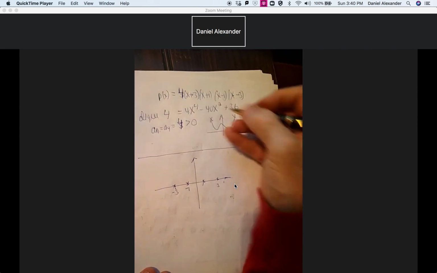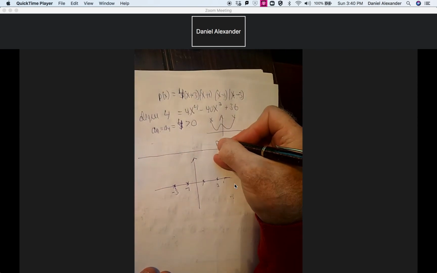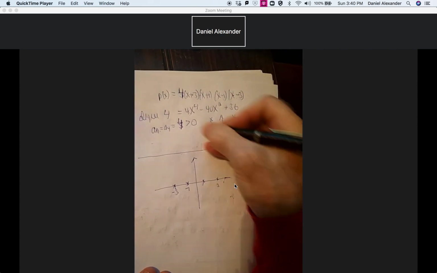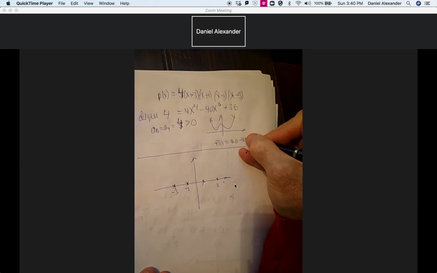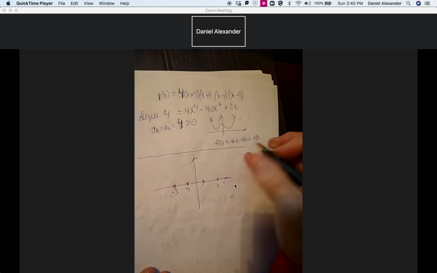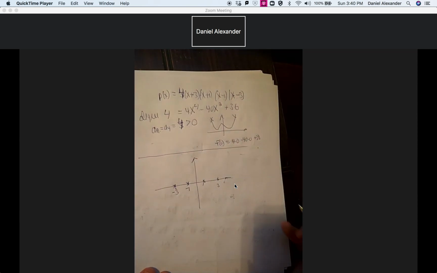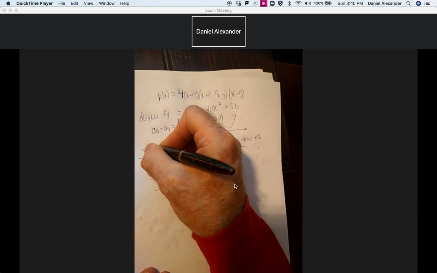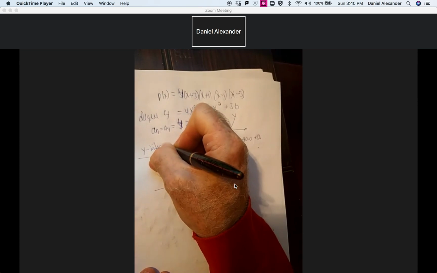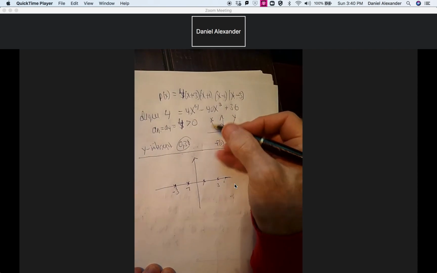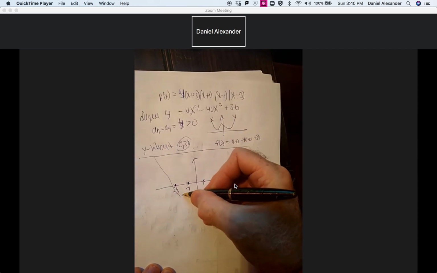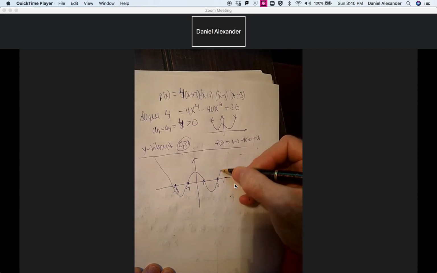And then if I plug in f of 0, I'm going to get 4 times 0, minus 40 times 0, plus 36. So I'm going to have a y-intercept of (0, 36), and we'll come back to that. I know the graph starts up high, so it's going to come down like this, go up, come down, go like this, and go like that.